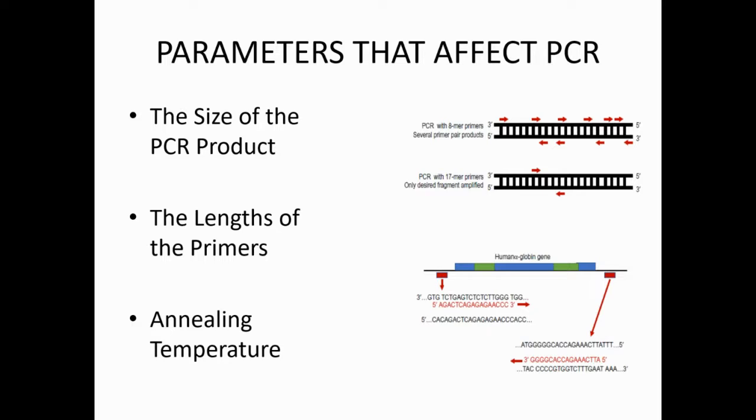And annealing temperature, as I mentioned earlier, if it's too high, then no hybridization will take place, because it's a very high stringency condition. If it's too low, then that will increase the non-specific binding, so it's a low stringency condition. That's why it's always recommended to start with about 2 degrees below the melting temperature, and then you can adjust the temperature based on your result. So these are 3 important parameters that can affect the PCR results.